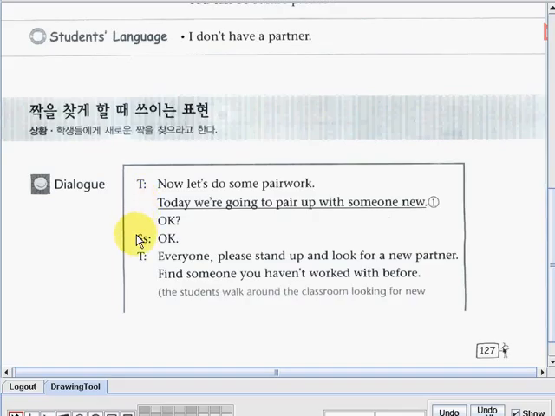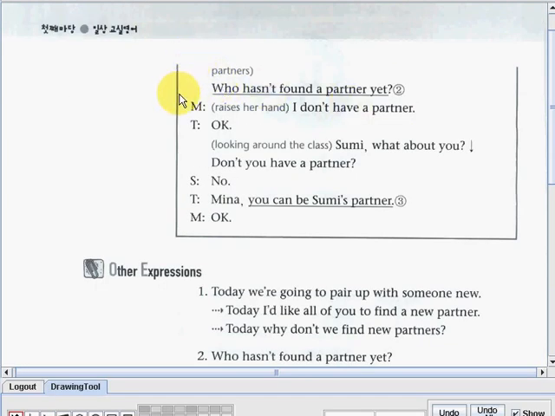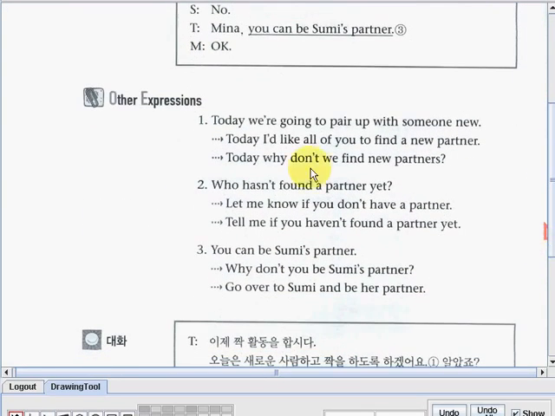Teacher: Everyone, please stand up and look for a new partner. Find someone you haven't worked with before. The students walk around the classroom looking for new partners. Teacher: Who hasn't found a partner yet? Mina raises her hand and says, I don't have a partner. Teacher: Looking around the class, Sumi, what about you? Don't you have a partner? Sumi said no. Teacher: Mina, you can be Sumi's partner. Mina: Okay.